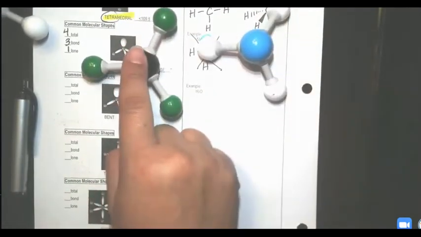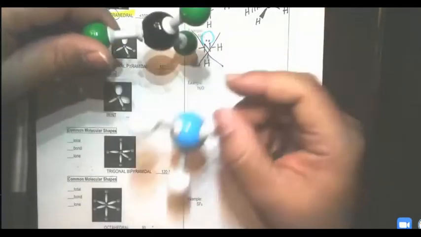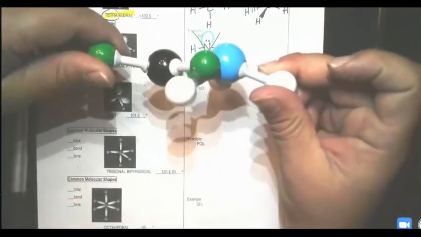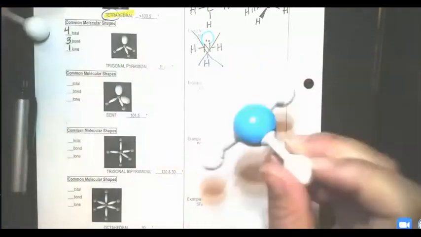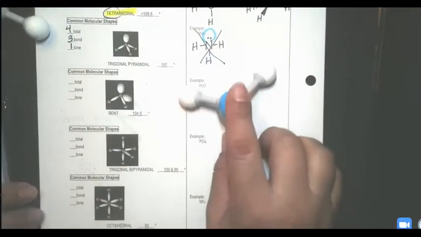Very different from trigonal planar. Trigonal planar is the one on the other page, right? This one is flat. This one is not. You can see that they're not flat if I hold them like this too, like if I hold them to each other. These are all flat. This one's not. Okay? So I have to draw it like a pyramid.